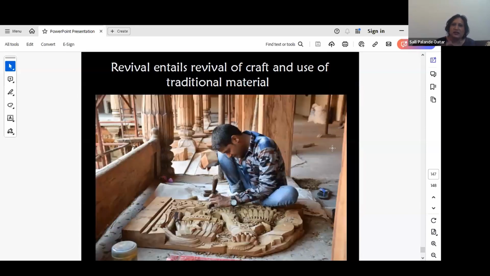I see that the revival of this craft and traditional material can really give a new life to these last remaining material manifestations of Maratha art and architecture.